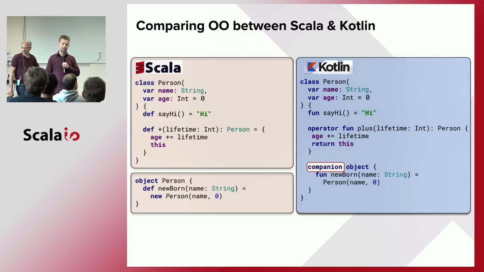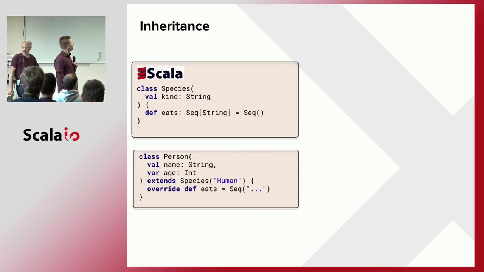Also we have a companion object. Here we explicitly name it, so we see another keyword. And it's co-hosted in the class file. So instead of it sort of being a convention like in Scala, here it's explicit that it belongs to the class. So let's go to a different set.